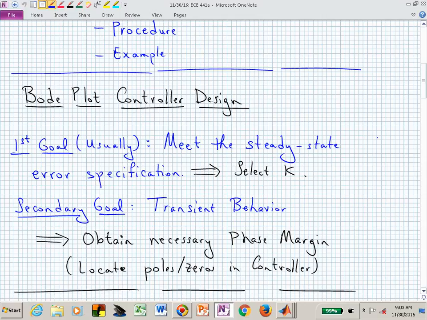And how you shape that transient behavior or how you adjust that phase margin is determined by whether you can slow down the system, which means use a phase lag, or if you don't want to slow the system down, you're not necessarily speeding it up much, but you don't want to slow it down, then you're going to use a phase lead controller.